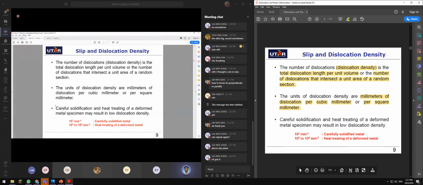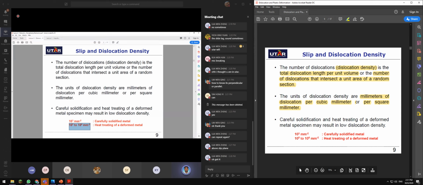And just an example, controlled solidification, and heat treating of a deformed metal specimen may result in low dislocation density. That is where the strengthening of material comes from. The value for dislocation density for controlled solidified material is this, and the value for heat treating of a deformed metal is this, which is higher than solidifying a material.